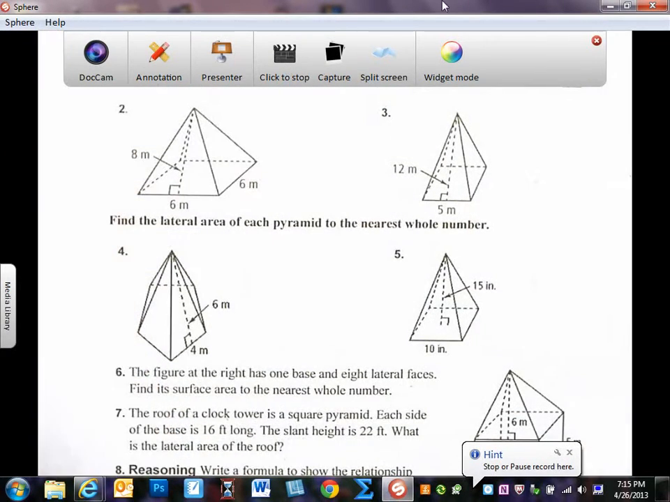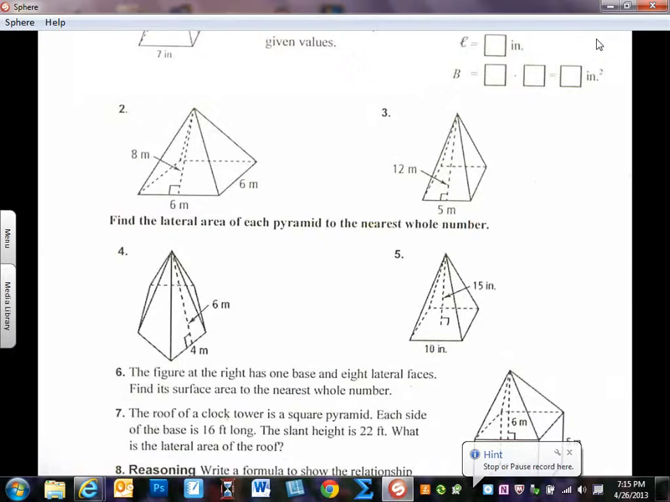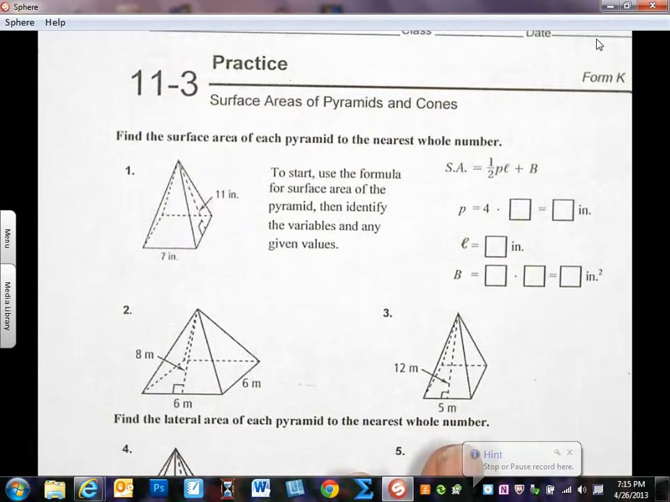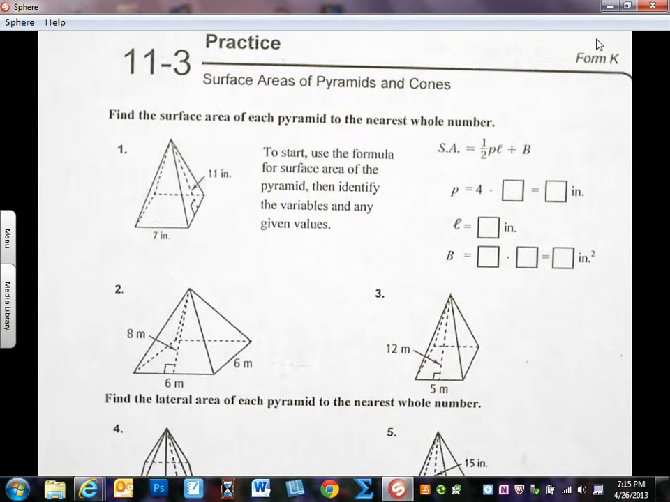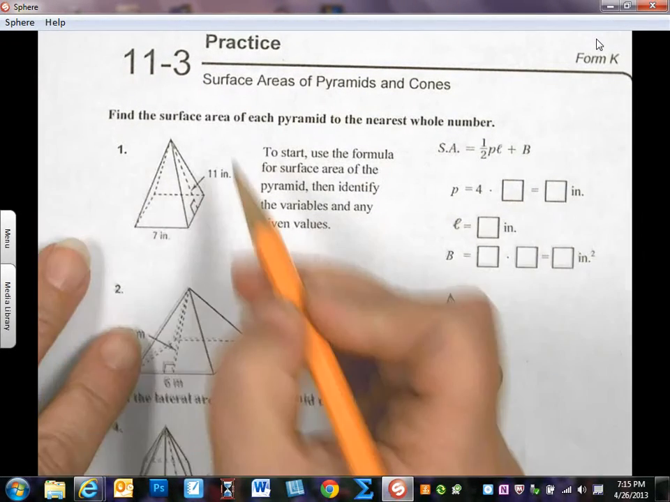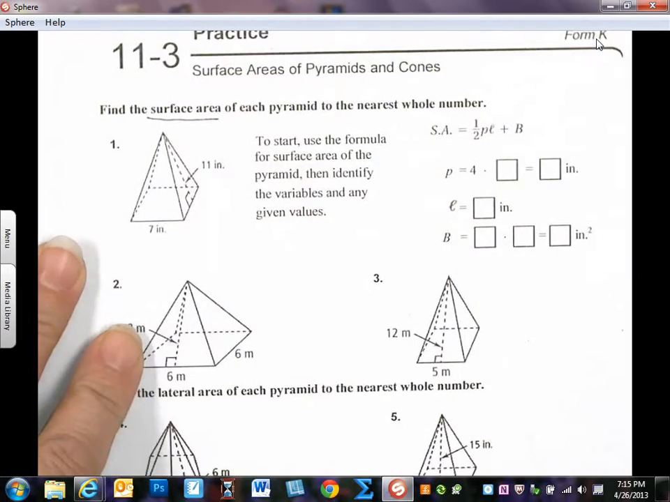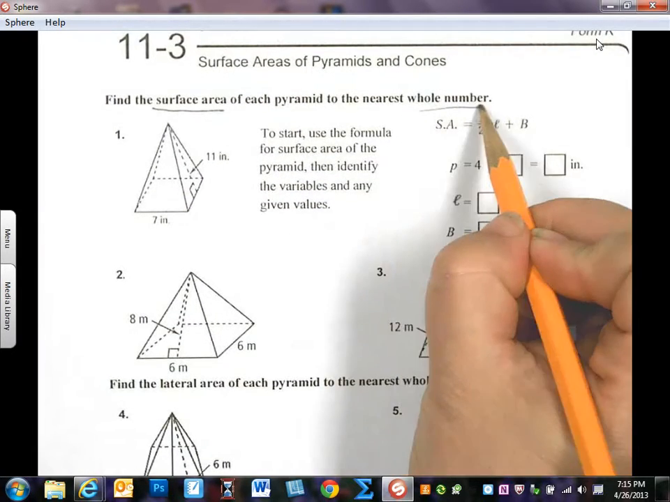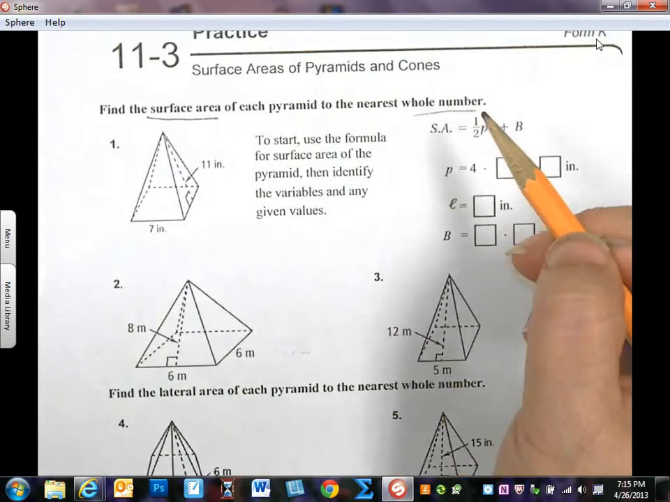Okay, let's look at 11-3. I'm going to do this even one, and let's break it down into a very simple problem. Make sure you pay attention. They want surface area, and we're rounding to the nearest whole number. And this is a pyramid.